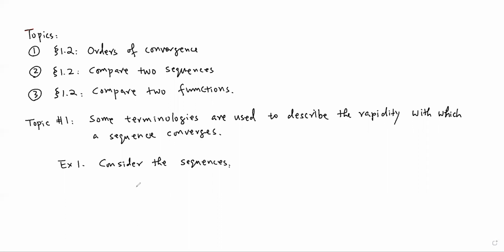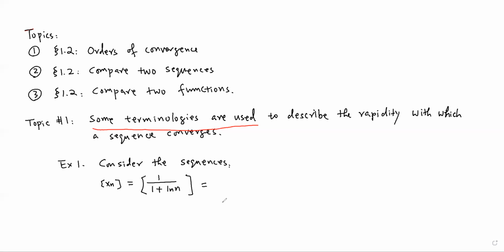Some terminologies are often used to describe how fast a sequence converges to some number. Take a look at the following examples. Say now we have 3 sequences. The first one is xn. Xn is 1 over 1 plus log of n.